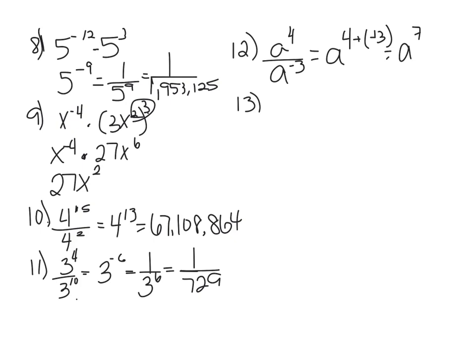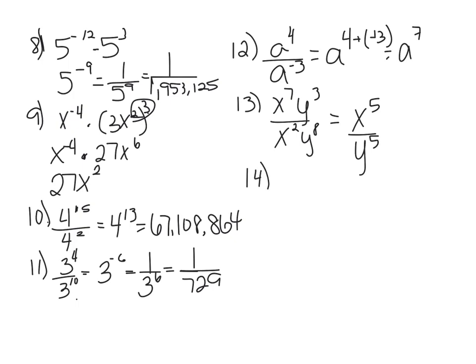Number 13, we have x to the 7th, y to the 3rd, over x squared y to the 8th. And we'll subtract the exponents on the x's, so x to the 5th, and subtract the exponents on the y's, and that's negative 5, so I'm going to leave the y to the 5th in the bottom, in the denominator. So x to the 5th divided by y to the 5th.